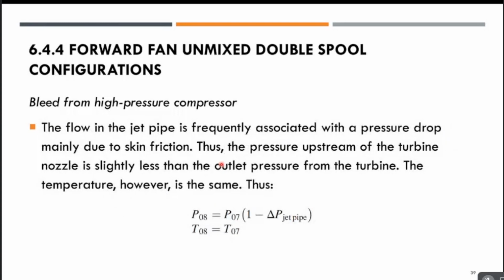The flow in the jet pipe is frequently associated with a pressure drop, mainly due to skin friction. Thus, the pressure upstream of the turbine nozzle is slightly less than the outlet pressure from the turbine. The temperature, however, is the same. So you can equate that the temperature at T8 and T7 will be the same. However, for the pressure, P08 equals P07 times 1 minus the change in pressure in the jet pipe.